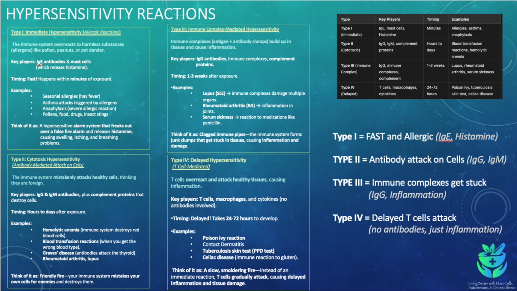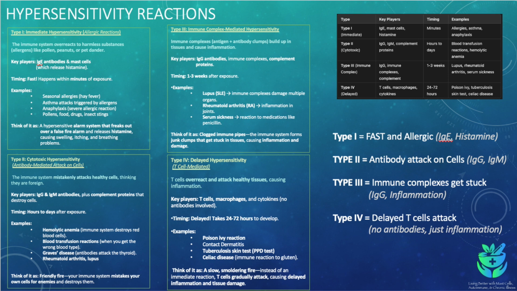And for mast cell patients and those with chronic allergies, the severe ones, this is why you have to wait approximately 3 days to find out what you reacted to, because there is a slower response for certain aspects of the allergens or the immune response. So examples are hemolytic anemia, and this is the immune system destroys red blood cells. Blood transfusion reactions. Graves' disease, and this is where the antibodies attack the thyroid. And rheumatoid arthritis and lupus are part of the type 2 cytotoxic hypersensitivities.